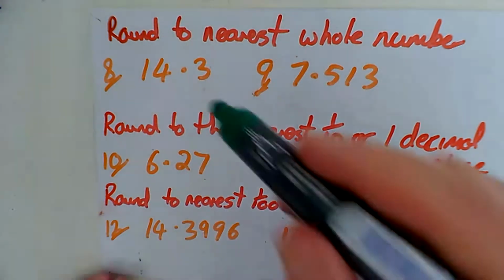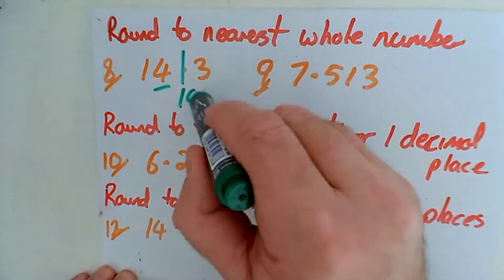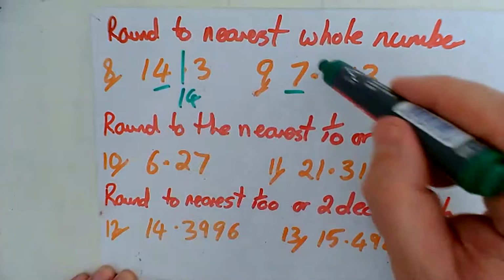So let's move through these quickly. The nearest whole number, that's my whole number. So I'm going to do my line there. 3 doesn't affect it. The answer is 14. There's my whole number, line there.